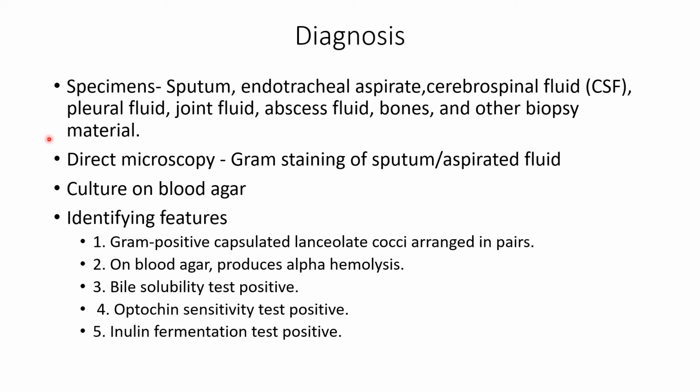No matter which type of specimen you get, the first most common technique used is direct microscopy by gram staining. And in gram staining, you must be seeing gram-positive diplococci in pairs. And after that, you can go for culturing. Culturing has to be done on blood agar, and the identifying features of streptococci are mainly these 5. First is, as I said, gram-positive capsulated lanceolate cocci arranged in pairs must be seen under the microscope. And on blood agar, you should be seeing alpha hemolysis.